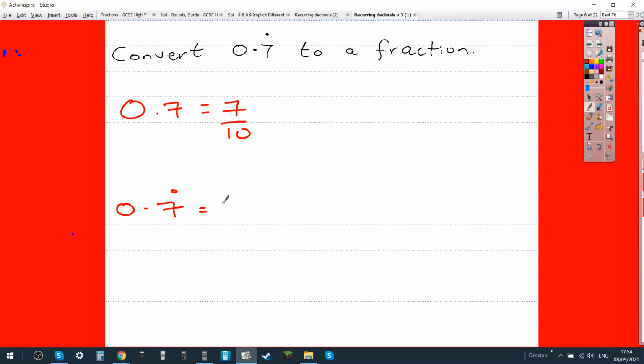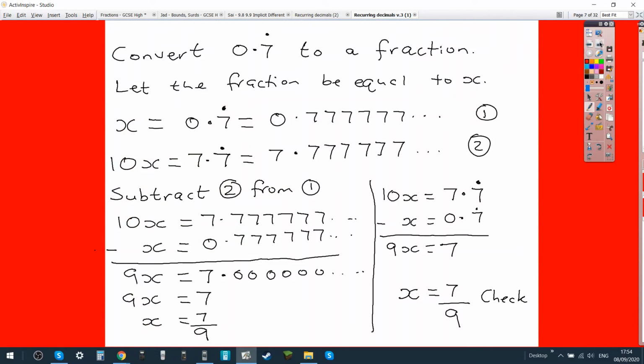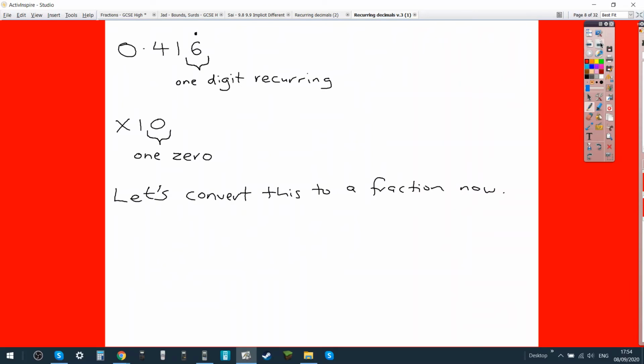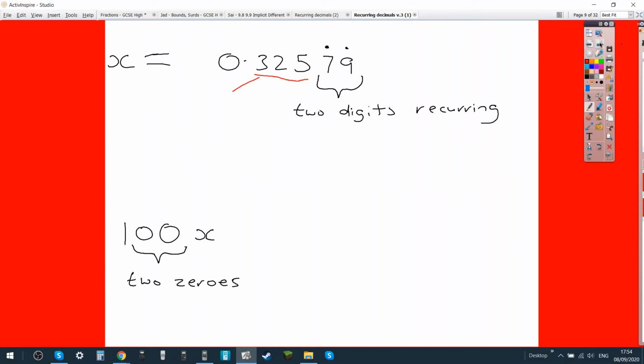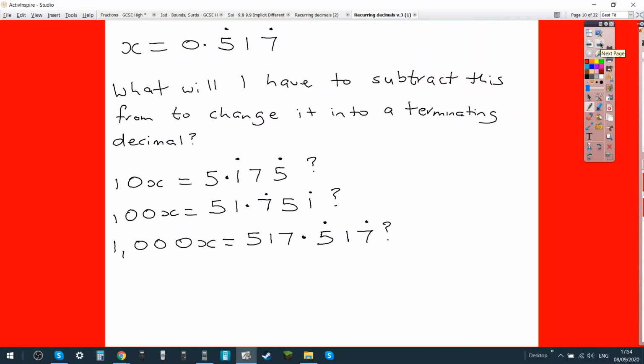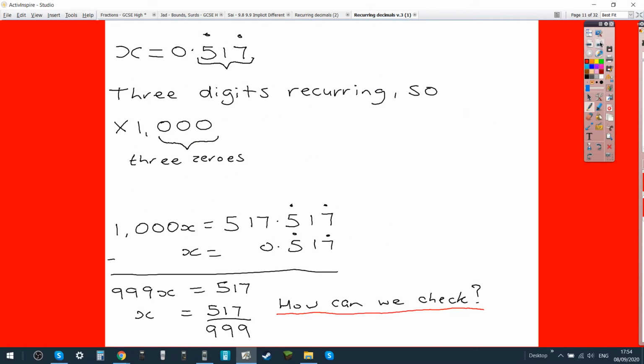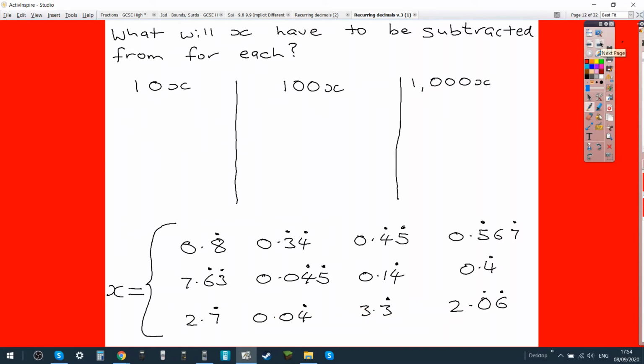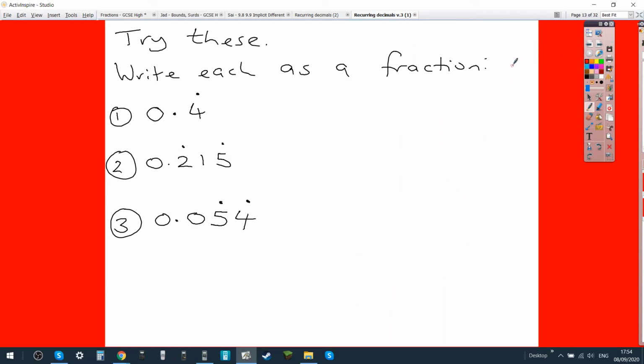0.7 recurring, we'll just start easy, is 7 over 9. So that one is 7 over 10, this is 7 over 9. And we'll come to where it comes from in a second. Yeah, we could do all this. Each one was a fraction. So the first one would be 4 over 9. Yeah.